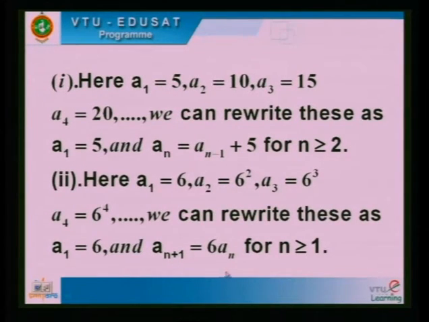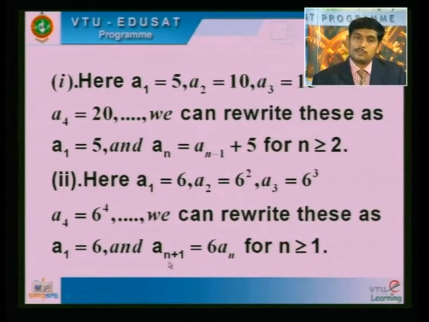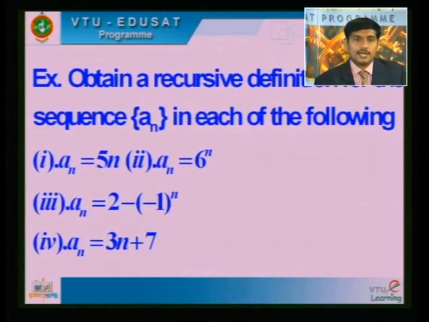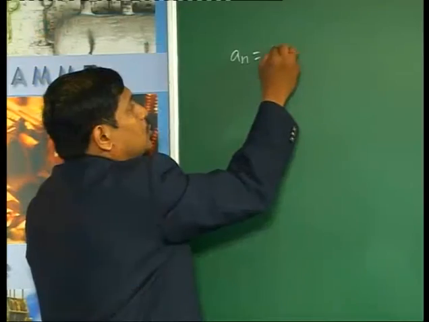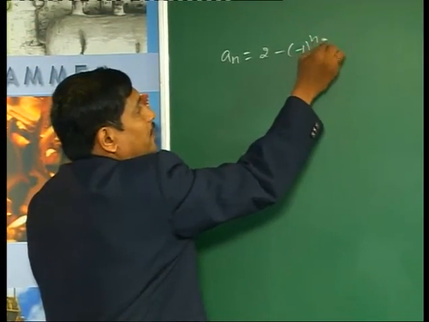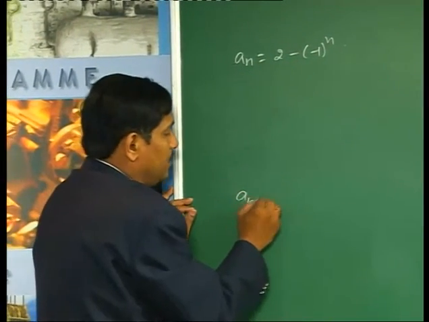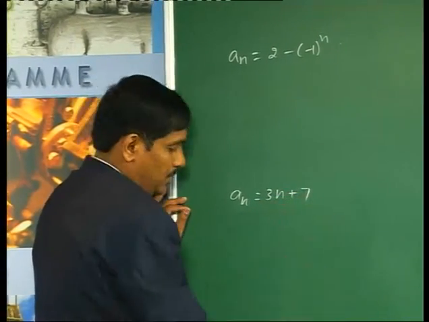If you put n equals 1, you get 6 here, and n equals 2, you get 6 times 6, that is 6 squared, then for 3 you get the previous one. This is the recursive formula. Similarly, in the third problem, these are simple recursive functions: a_n equals 2 minus (−1) to the power of n, and another one is a_n equals 3n plus 7.